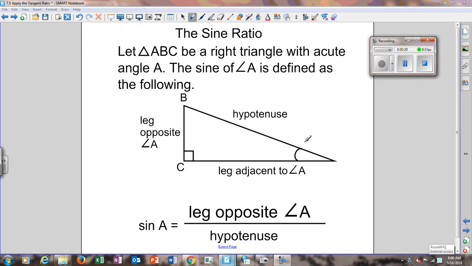So if angle A is over here, and it's the leg that's opposite that, this leg, divided by the hypotenuse, or the side that's opposite the 90-degree angle. Okay?